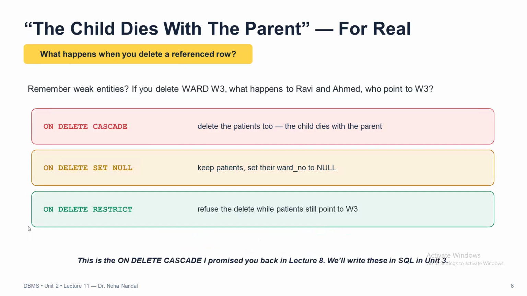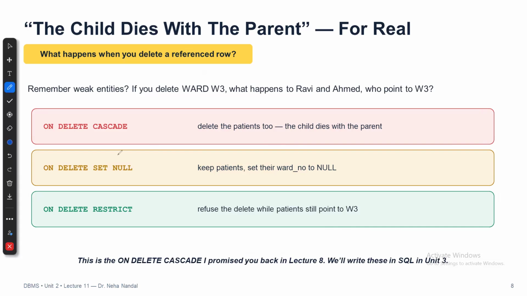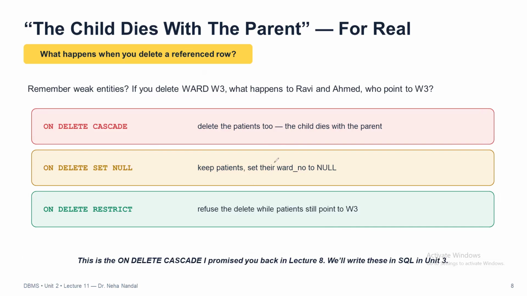Okay, so after this, we have some actions. Referential actions that we have to decide, and these are some rules. So you remember weak entities from the previous part. What are weak entities? Those which do not have a primary key. Suppose you have two tables, the example that we have taken till now, patient and ward table. If we delete ward number W3, what happens to the patients Ravi and Ahmed? Because they both have been admitted to ward number 3. Okay, so what will happen?